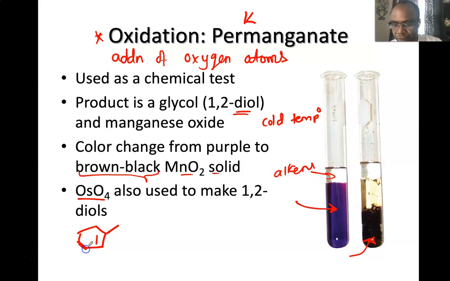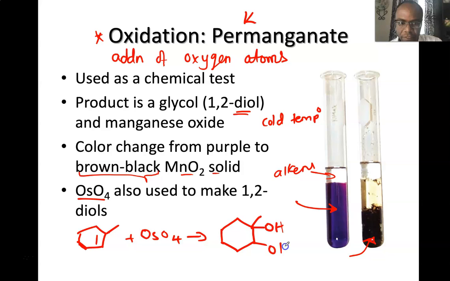okay, that's a 6-membered ring, and then I'm adding osmium tetraoxide, the same reaction happens, syn addition. So without showing stereochemistry, this is what you'll get. But if the question requires you to show stereochemistry, you have to show syn addition. The OHs will be added on the same side.